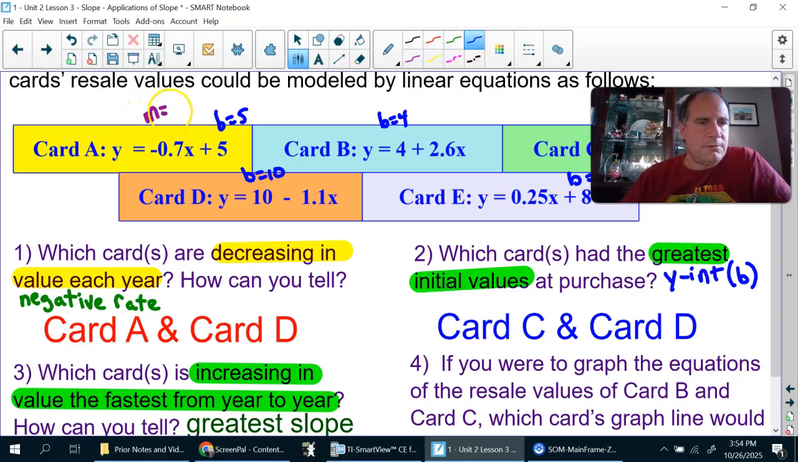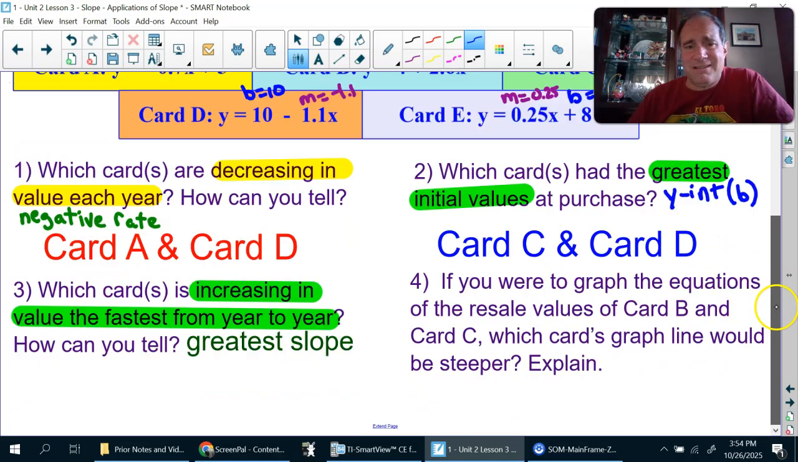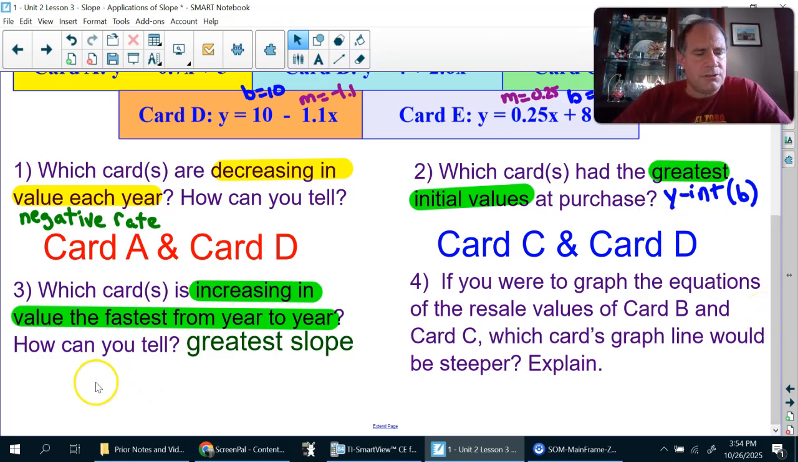M equals negative 0.7. The M here is 2.6. That's a pretty good thing there. M equals negative 1.1. That's not increasing. And then this one is M equals 0.25. And this is M equals 0.9. So 2.6, card B is increasing the fastest, and it's only one card, so card B.